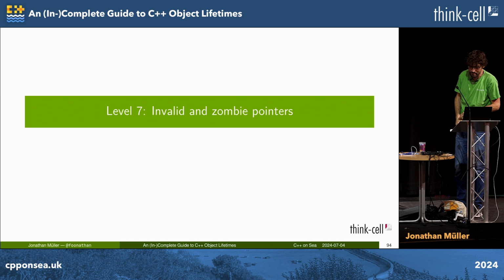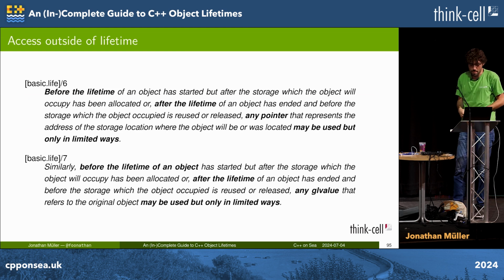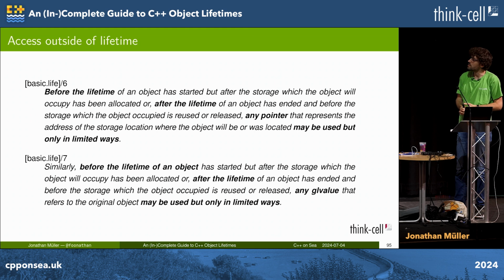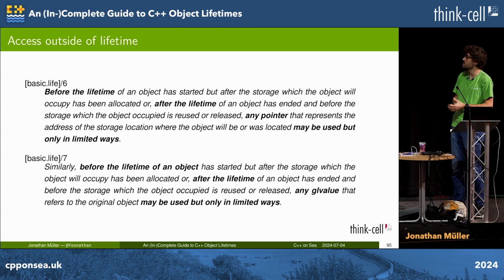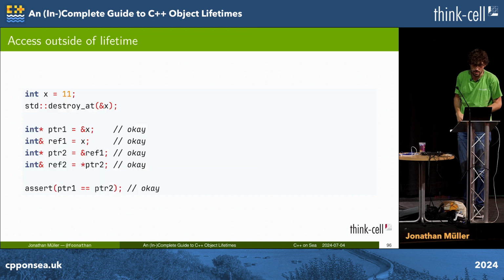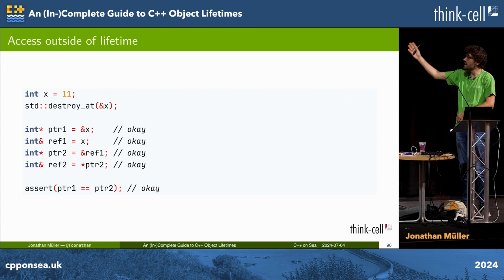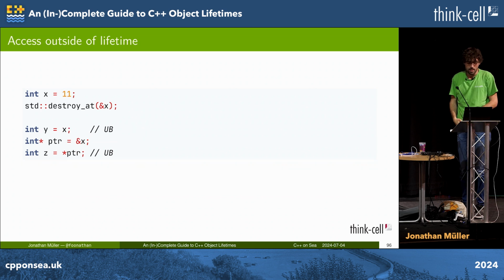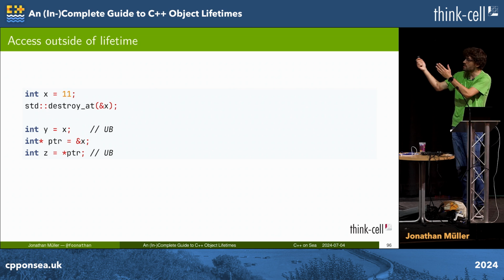So this is fun. Invalid and zombie pointers. So, this clause: before we do something, any pointer can only be used in limited ways, and any reference to the object may only be used in limited ways. So here we've got the int, we immediately destroy it. All of this code is fine, because we don't really access the int. We just create a bunch of pointers and references to it. But all of this code is undefined behavior because we actually access the int, right? And this seems straightforward, right? Because we don't have an int, we can't access it.